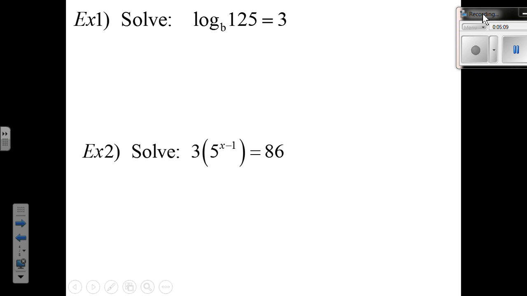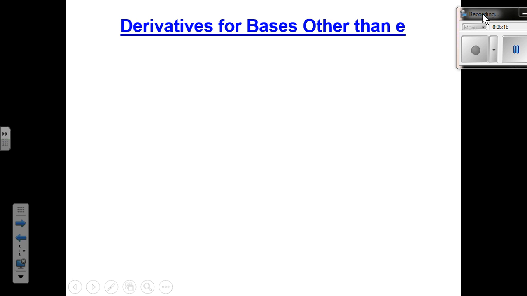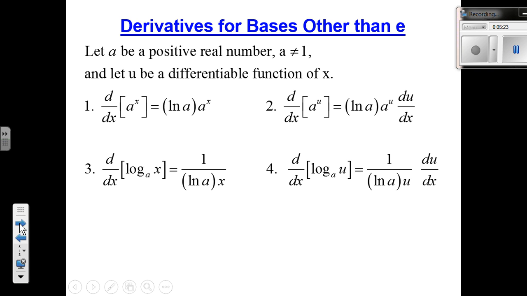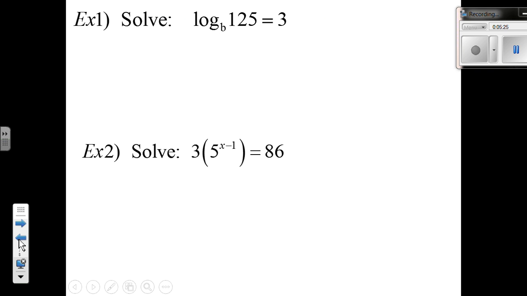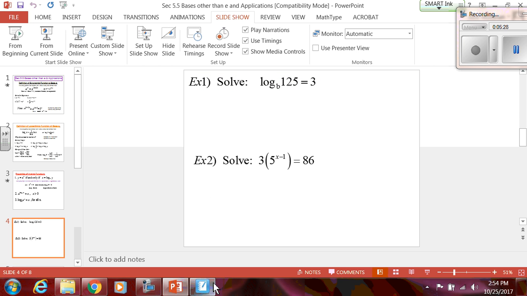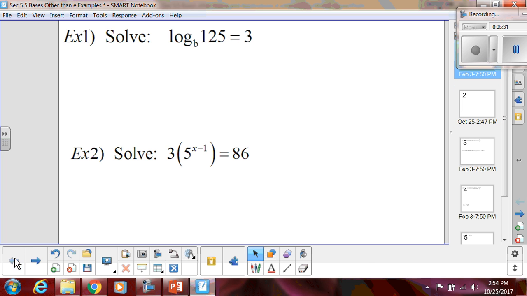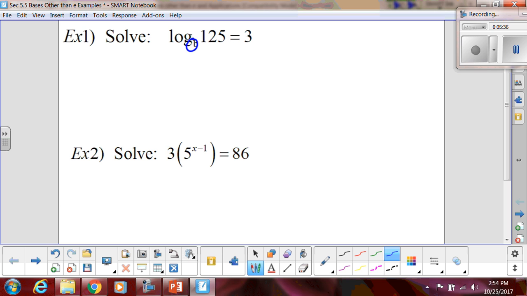So all we're going to do is change this from logarithmic form to exponential form. Let me go back. We'll do this on the smartboard so I can write. Okay, let me pull that up. All right, so log base b, this is the base, and this is the exponent. So I would have b raised to the third power equals 125. So take the cube root, and we get b is equal to 5.